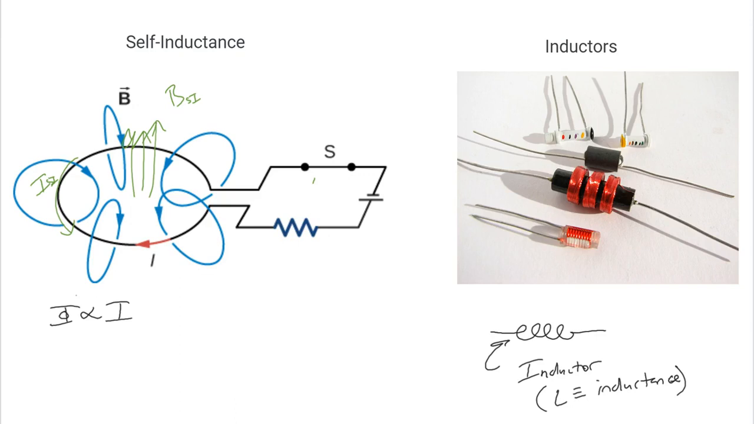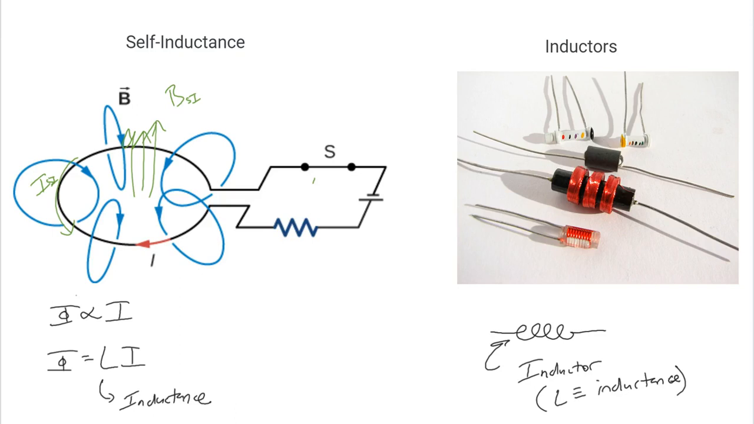Now, these aren't equal because there's some constant that must associate these. So if I increase the flux, I'm going to increase the current, there's a direct relationship here. There must be some constant of proportionality. We're going to call that L multiplied by I. So the flux will equal some constant of proportionality multiplied by the current. And that constant of proportionality is what we call the inductance.